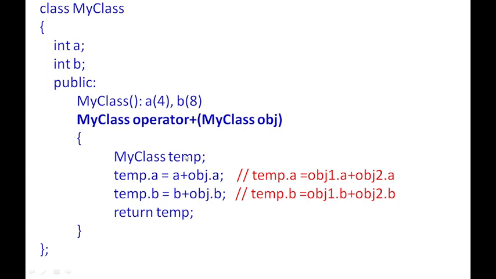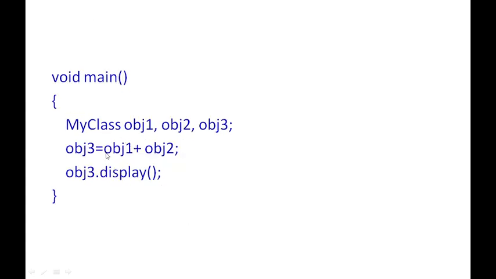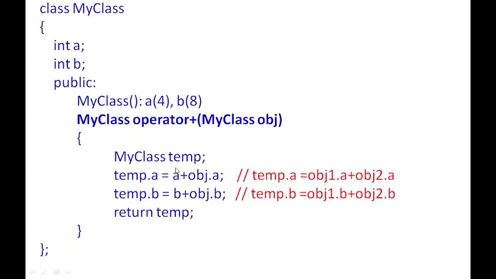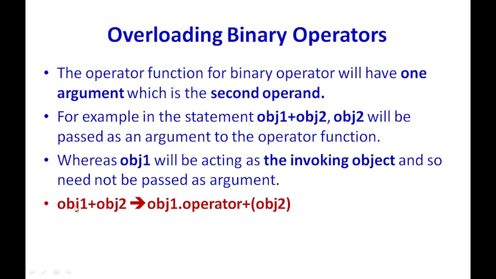Let me repeat the points. This operator function is going to return an object, so that we can make an assignment statement like this: obj3 equal to obj1 plus obj2. In this case it requires a return value which is an object, whereas if you have implemented just obj1 plus obj2 without anything on the left side, then we can make it void. We have to make it void if there are no return objects.